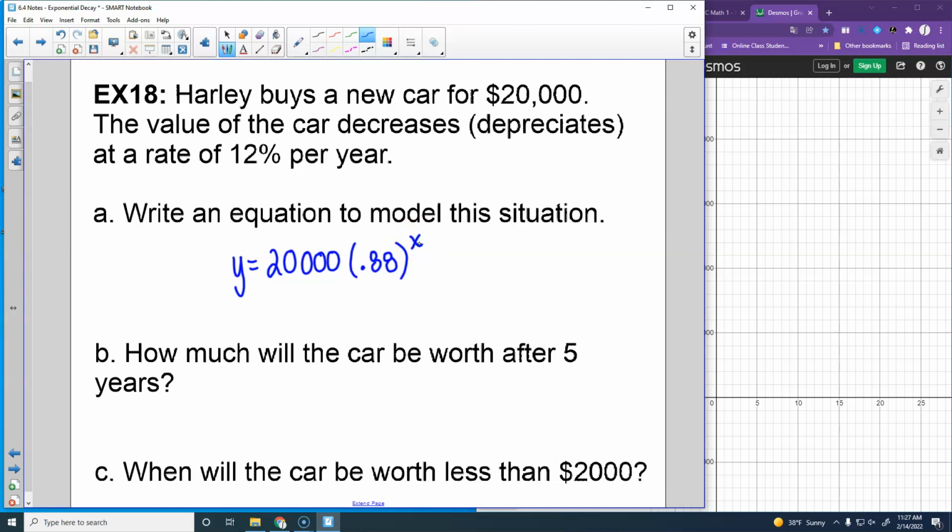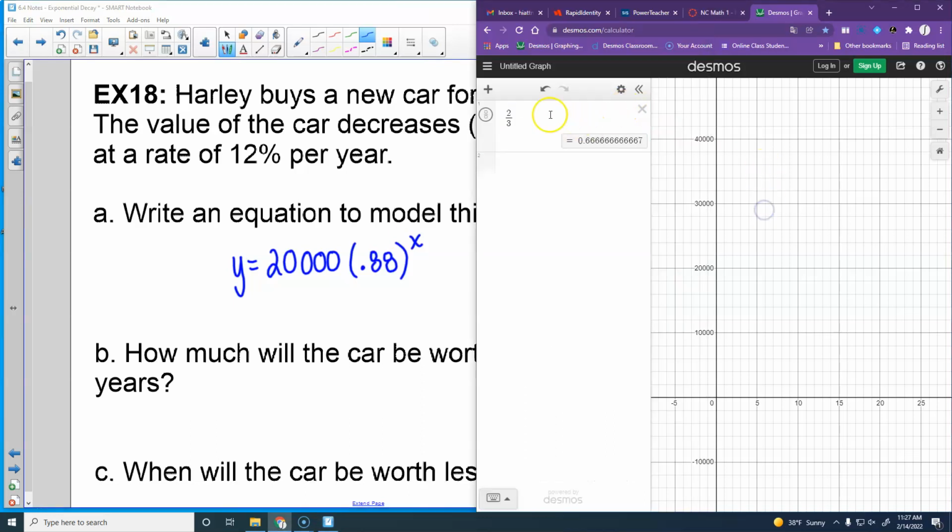All right, so if we want to know how much money the car will be worth after 5 years, we're just going to plug in 5, right? 20,000 times 0.88 to the 5th. And then we get $10,554.63.